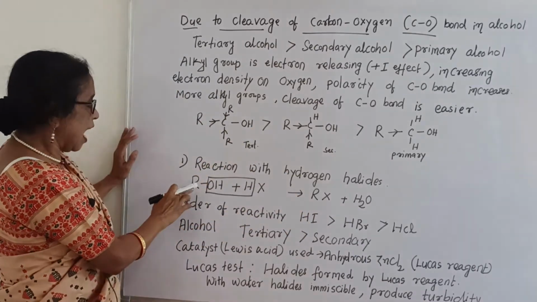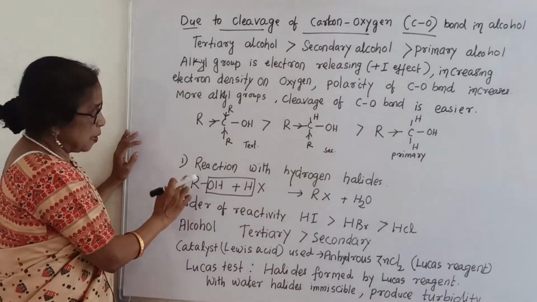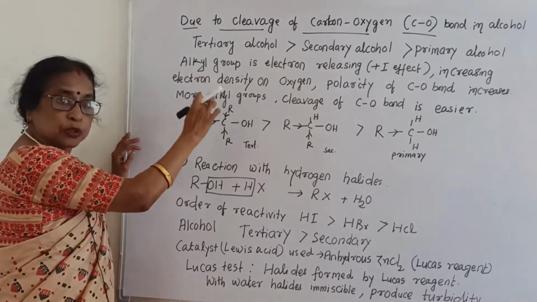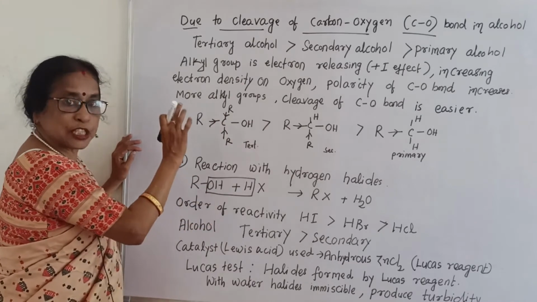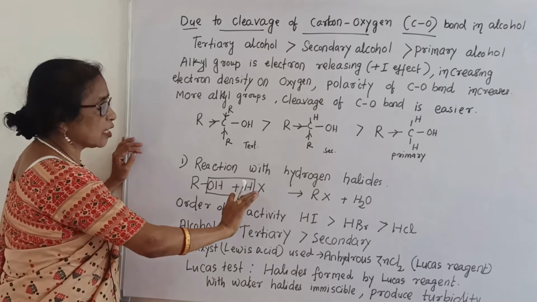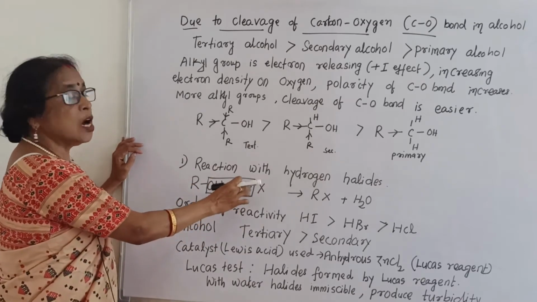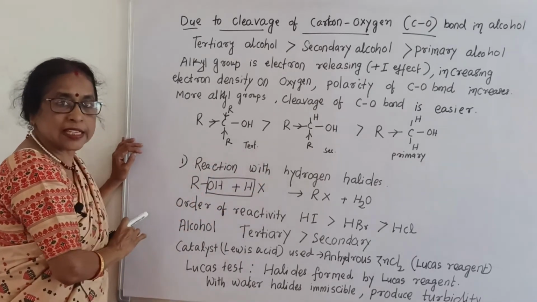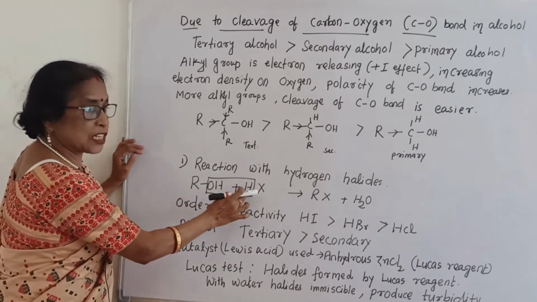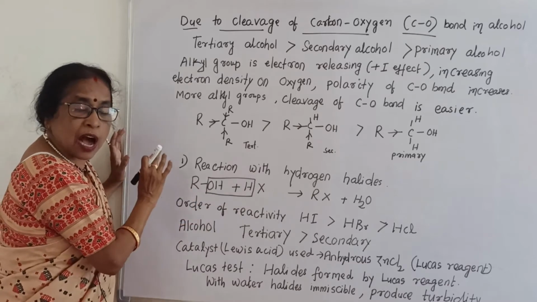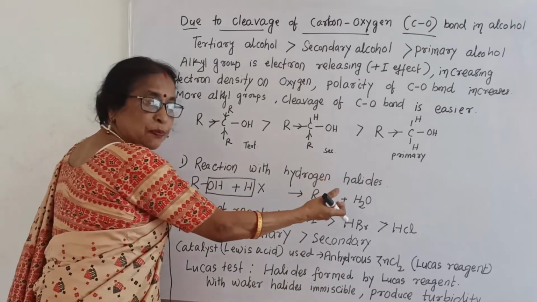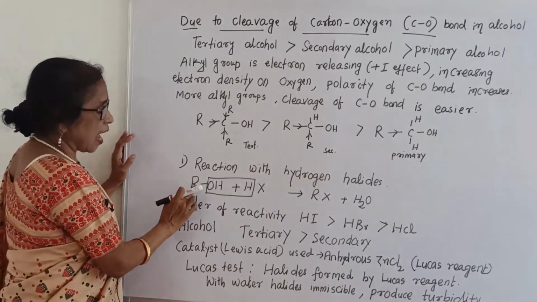In ROH with HX, before that only the H part underwent reaction, but here, due to CO cleavage, the OH is totally removed and attached to the hydrogen of the hydrogen halide. This is the first reaction. Here, from the alcohol ROH, the OH part and the H part of the acid combine, the byproduct is water, and what remains is RX.